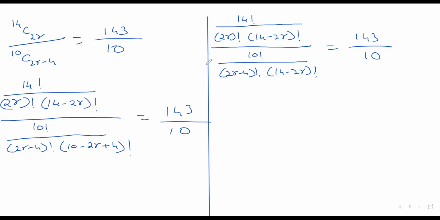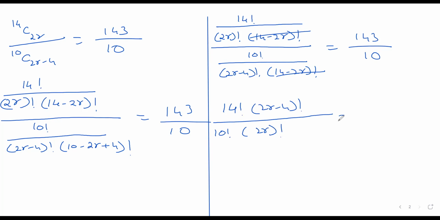Sorry, this will not get cancelled. This and this will get cancelled. The denominator will go up, and this will come down. 14 factorial into 2r minus 4 factorial, whole thing upon 10 factorial, 2r factorial is equal to 143 by 10.